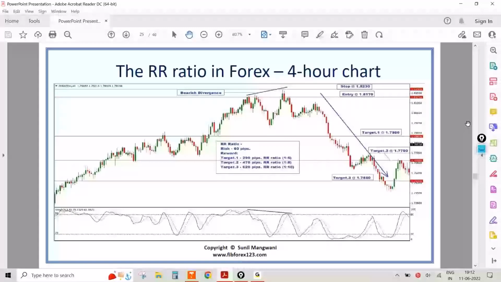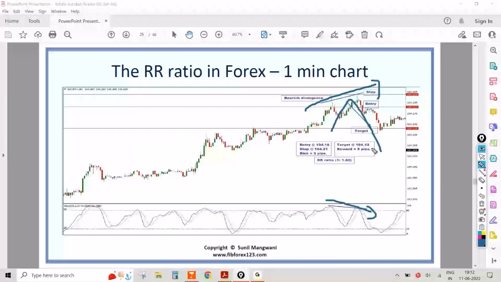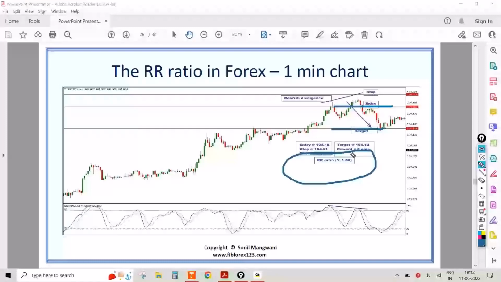Let me take a similar divergence. So the parameters for your divergence are the same on a 1-minute chart. This is a 1-minute chart. The parameters remain the same. Your divergence conditions remain the same. You had price making a higher high, your indicator making a lower high, and you were expecting price to move down. But since you're on a smaller time frame, the size of the movement obviously is smaller. So this was your entry. This was my expected target, my target one. My risk to reward ratio was 1:1.6, less than 1:2.